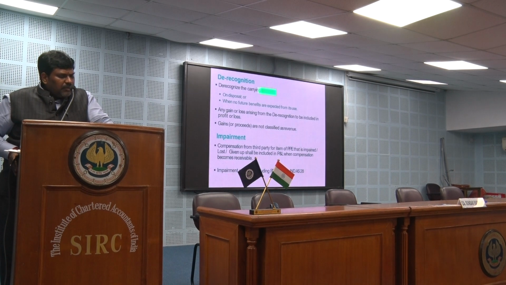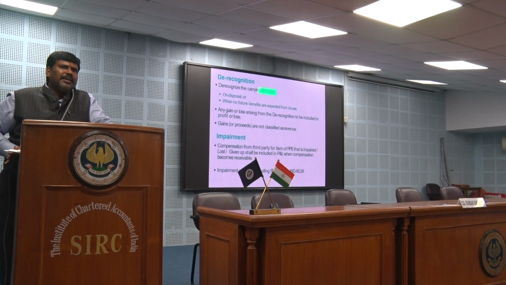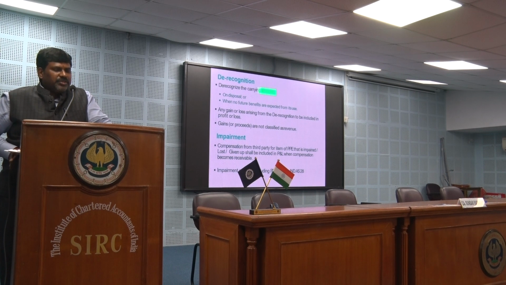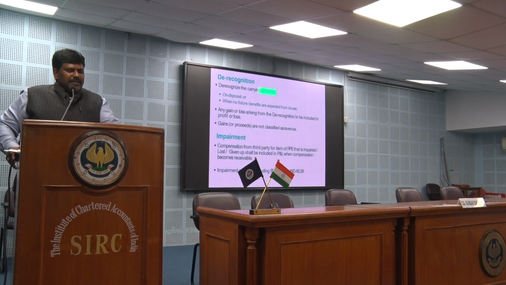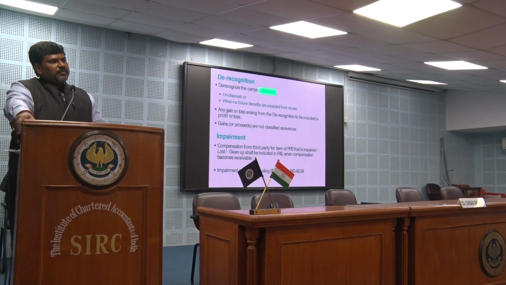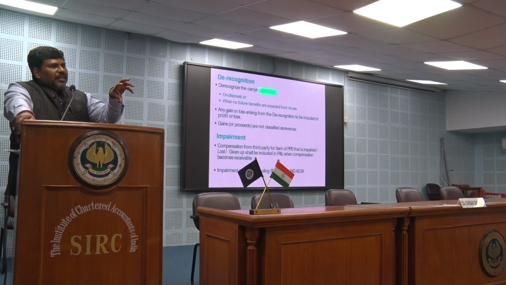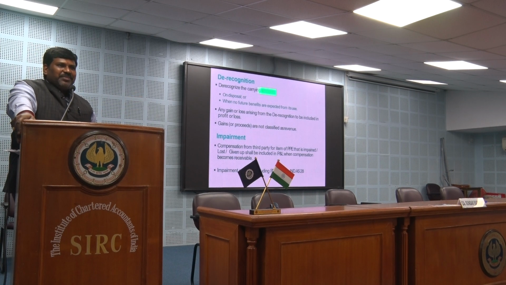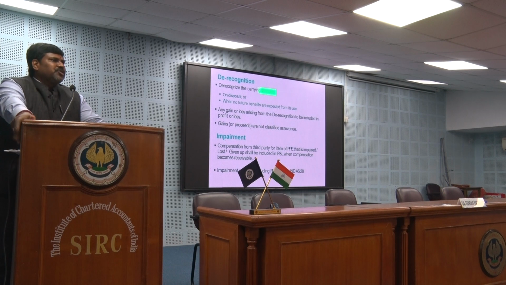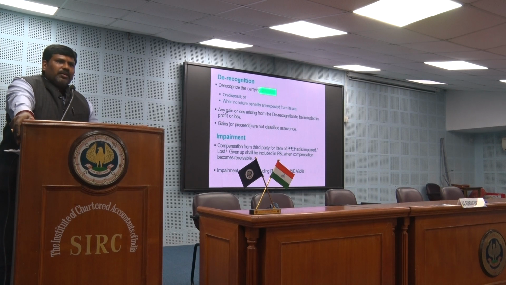Lastly, the two items: one is the derecognition, and of course the disclosures. When an asset is derecognized from the books, the moment it is no longer generating future economic benefits, it will be derecognized. Or on disposal, or when no future benefits are expected from its use, then immediately you have to write it off in the books of accounts.